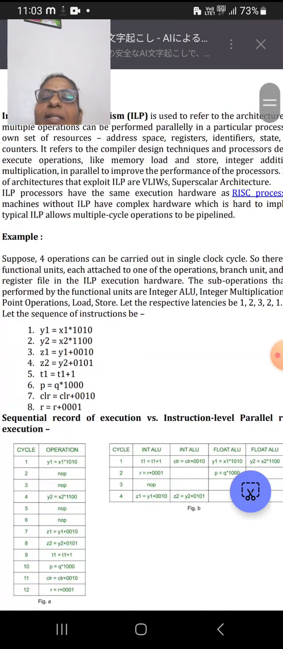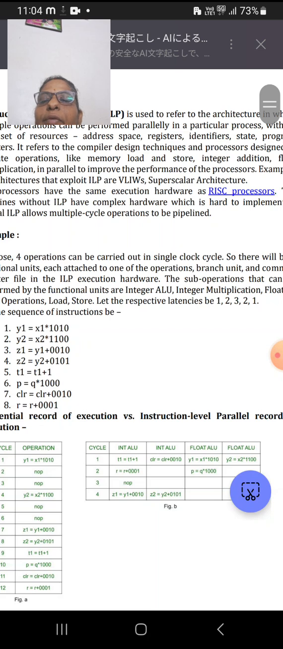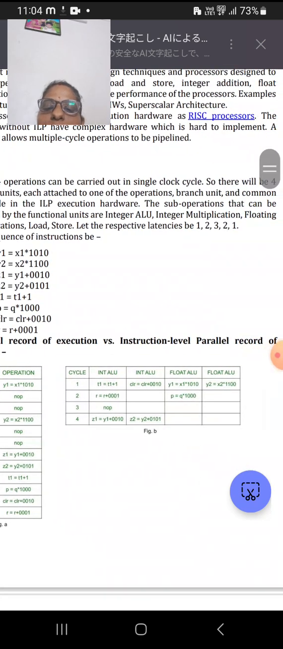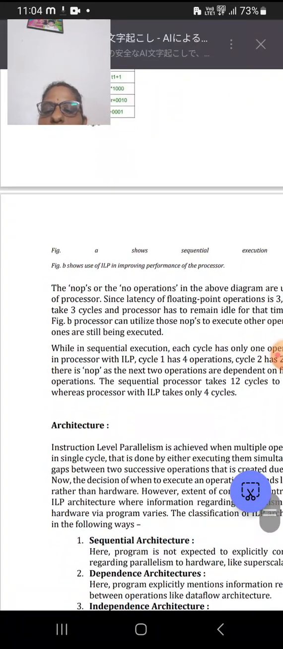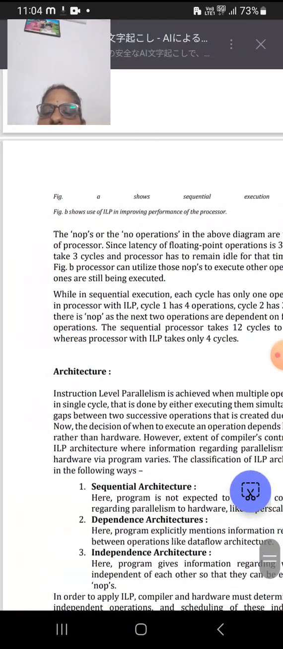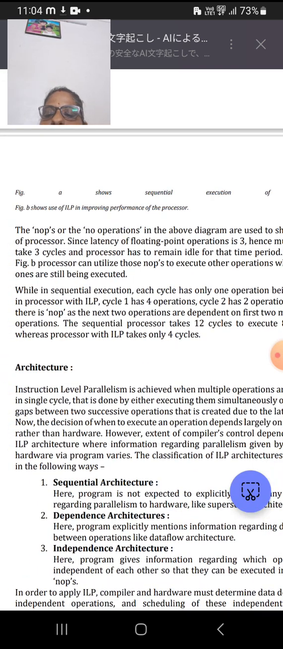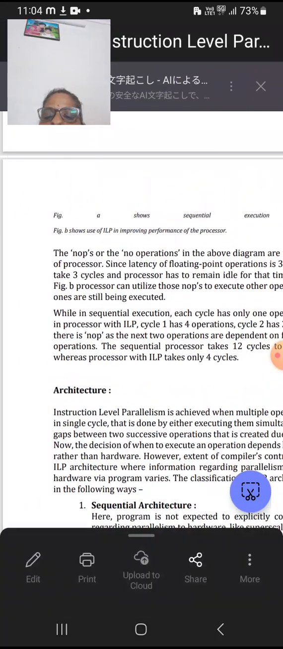Instruction level parallelism needs complex hardware to implement multiple clock cycle operations so they can be pipelined. Here the example has some instructions, where the operations are separated into operators and operands and stored into a table. In this architecture, multiple operations are performed per cycle and executed simultaneously in parallel, and the operations are created due to latencies.